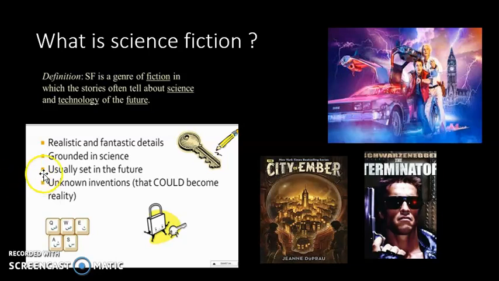They have very realistic and fantastic details. The story will be quite real, and there will be fantastic details. It will be grounded in science, meaning it will have science as a background, and it will usually be set in the future, and there will be unknown inventions. The inventions may not be known to us today, or may not have been invented in our time today. An example is this movie.